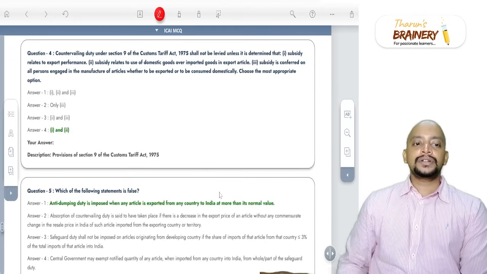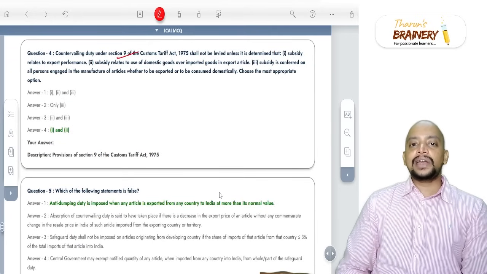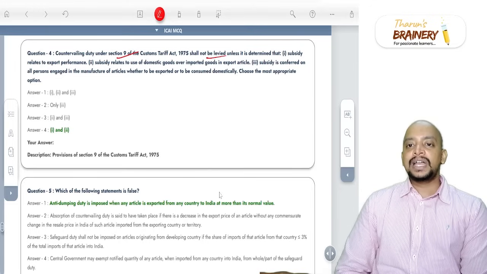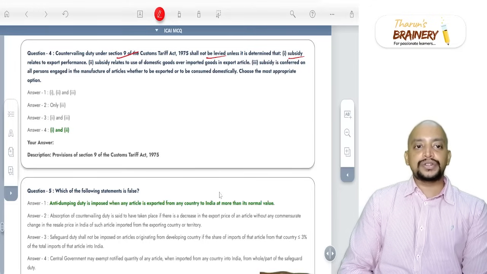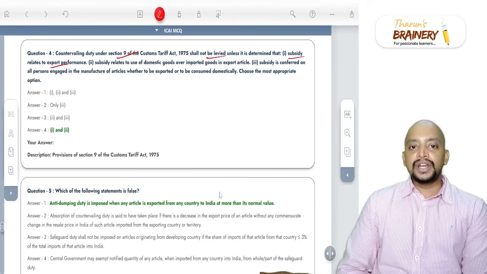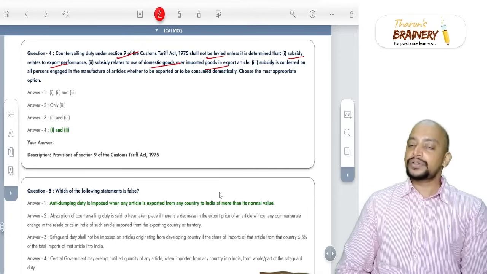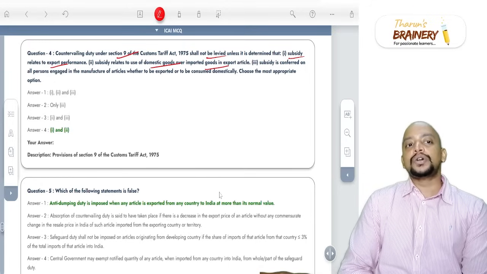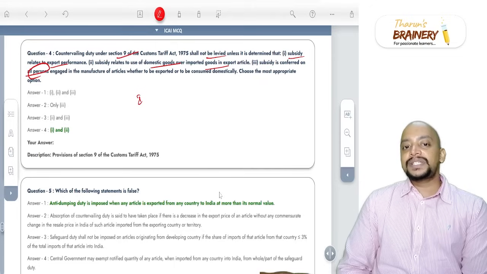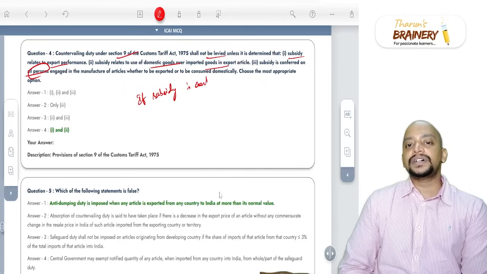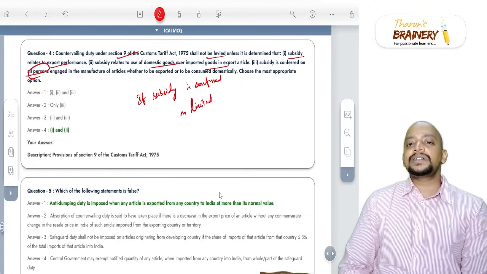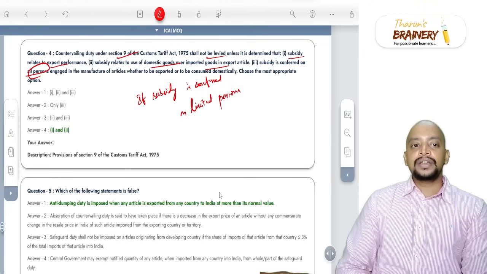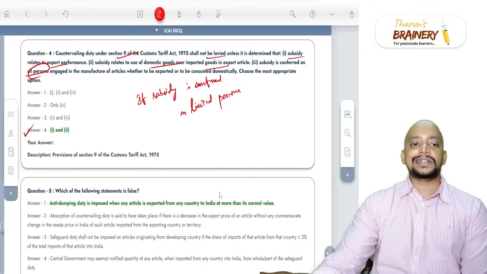Then question number 4, countervailing duty under section 9 of the Customs Tariff Act shall not be levied unless it is determined that the subsidy relates to export performance. Subsidy relates to use of domestic goods over imported goods. True. Subsidy is conferred on all persons? No, limited persons. If subsidy is conferred on limited persons, then only there will be anti-subsidy duty. So therefore 1 and 2 is the correct answer.